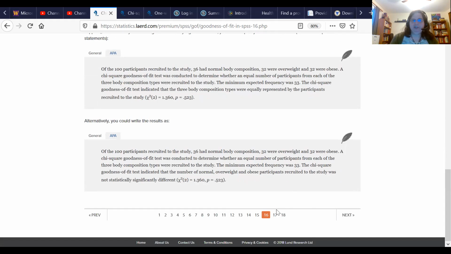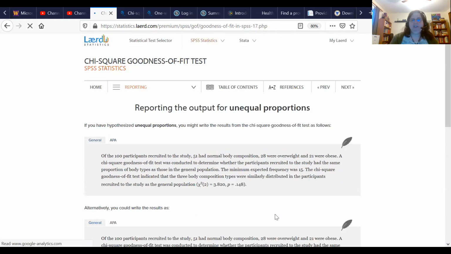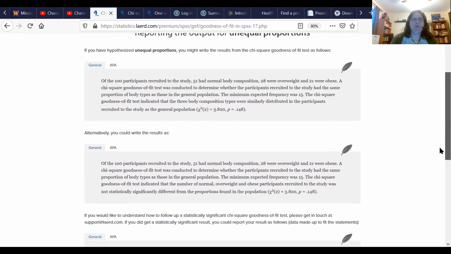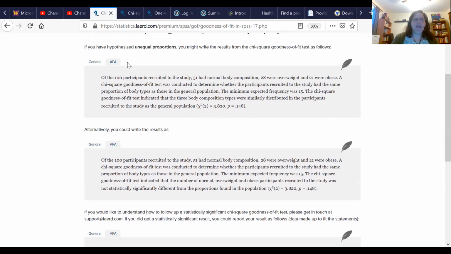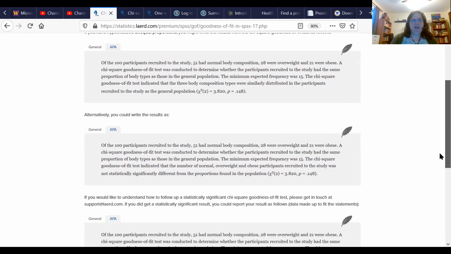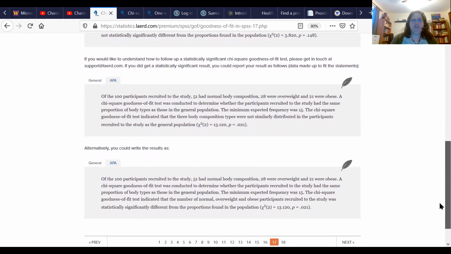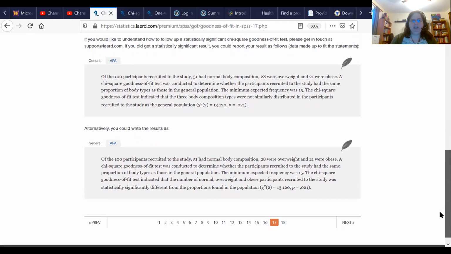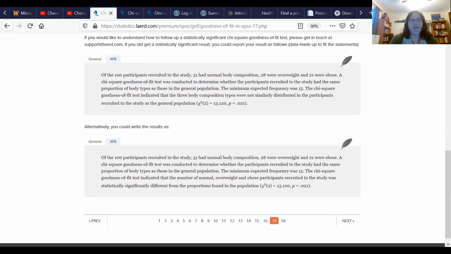All right, so now let's talk about reporting for unequal proportions. And I'll switch over to APA again. Again, this is the same pattern here. I'm going to go down and talk about a significant one. So I'll use this one right here.